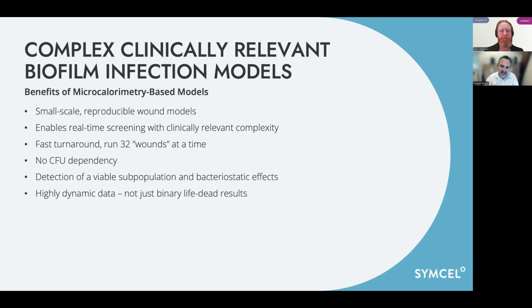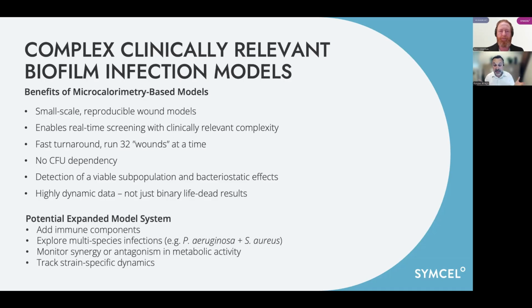And it takes away this CFU part of it. We can test it right where they are without removing it from the model. And it can enable us to really detect some of these subpopulations and some of these other effects, rather than just a very binary: can you grow on an agar plate or can you not grow on an agar plate? So it's much more dynamic data.